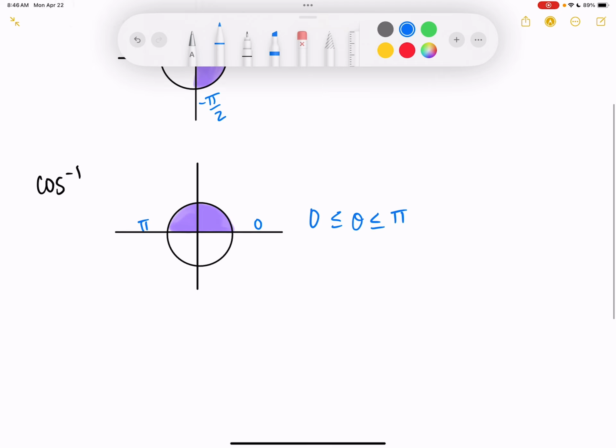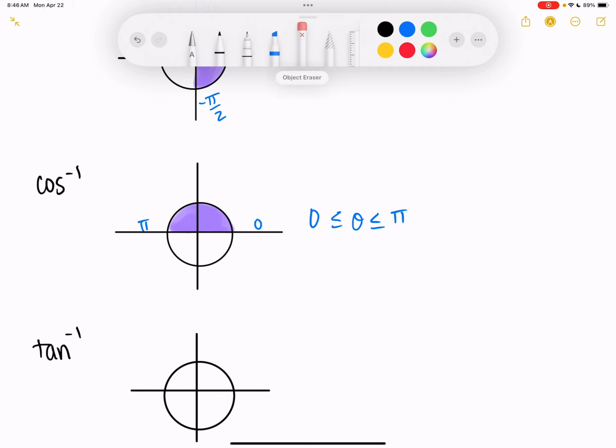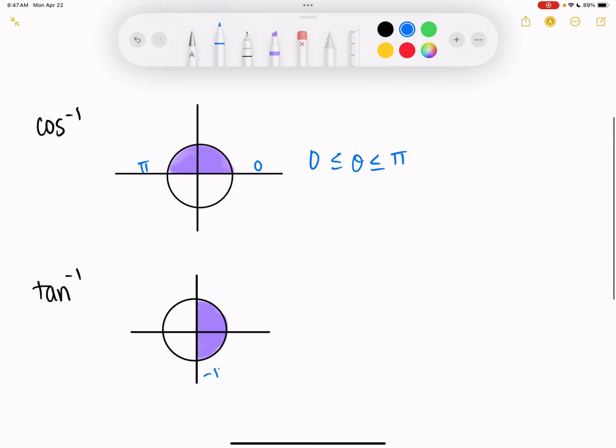Then inverse tangent. So inverse tangent looks just like inverse sine. It occurs down here, or on the right side, I mean. So it occurs from negative pi over 2 to pi over 2.